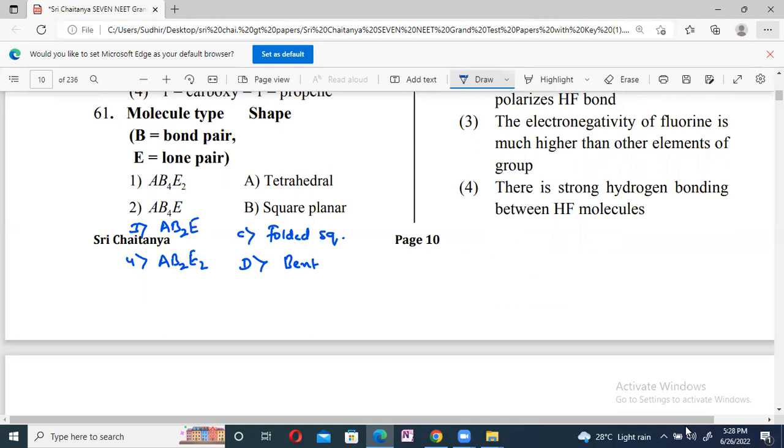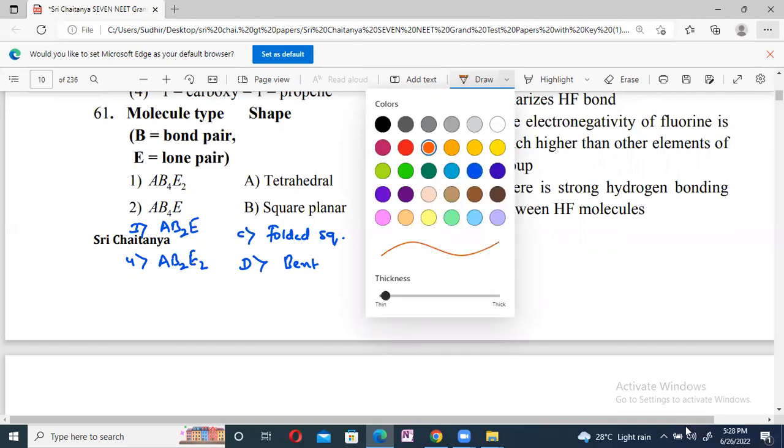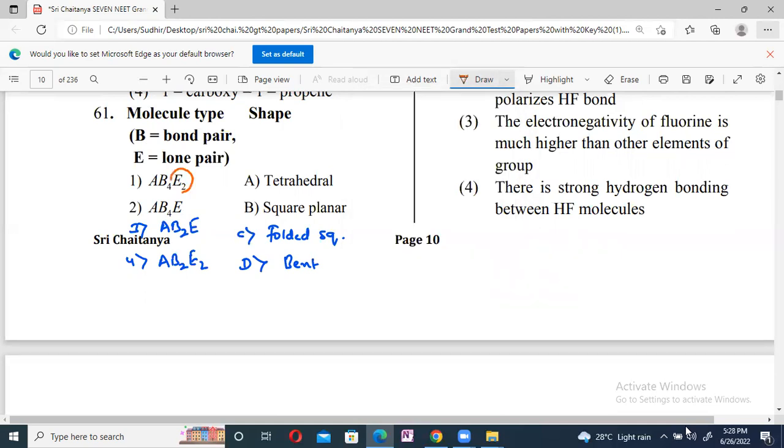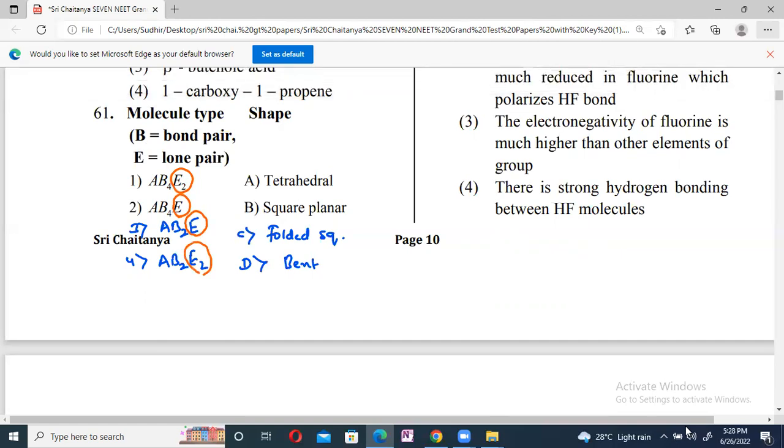Now you can see, I will go directly with this. AB4E2 means bond pair is 4, lone pair is 2. Bond pair is 4, lone pair is 1. Bond pair is 2, lone pair is 1. Bond pair is 2, lone pair is 2. For the first, AB4E2, 4 plus 2, 6, square planar, because 4 bond pairs and 2 lone pairs. Then AB4E, 4 bond pairs, 1 lone pair: 4 plus 1, 5, sp3d, trigonal bipyramidal geometry.